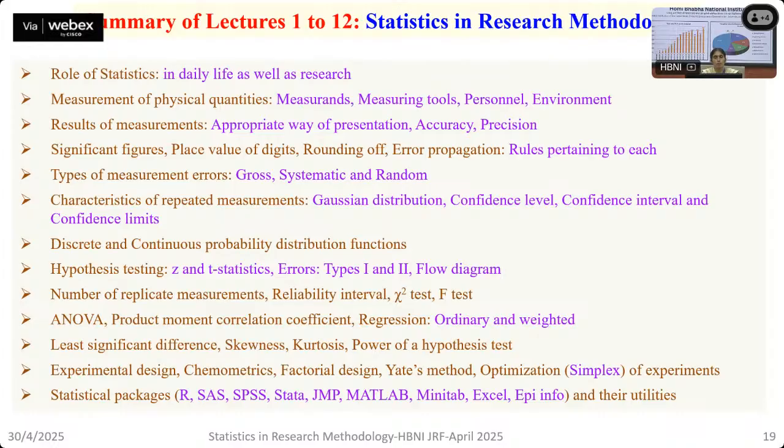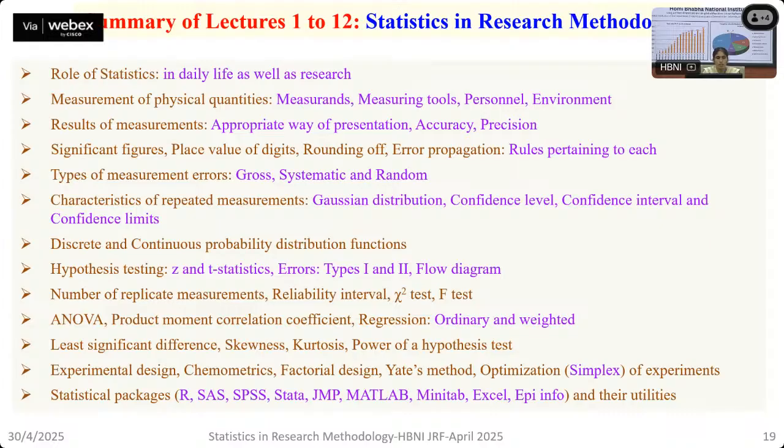Furthermore, how to improve the quality of the data via expressing the accuracy and precision of the measurements. In connection with precision of the measurements, we had seen significant figures, place value of digits, rounding off, error propagation, and rules to each and every factor listed in this line. Then we had seen the types of measurements like gross, systematic, and random errors, defined them, their sources, ways to tackle them. Then we had seen that random errors are inevitably attached to any measurement.